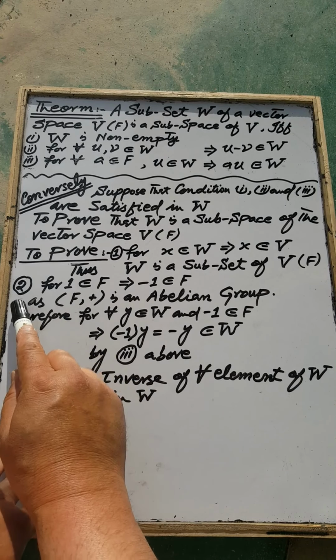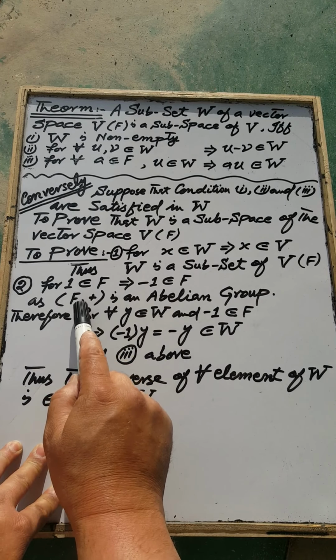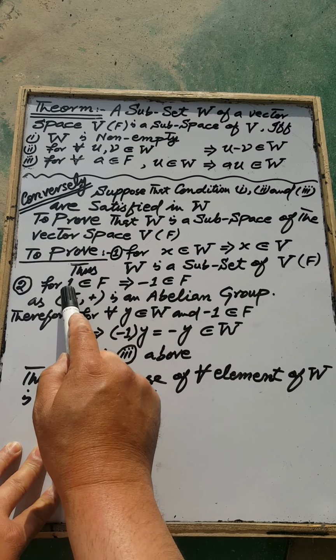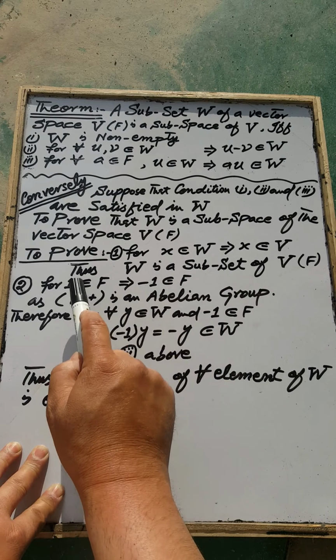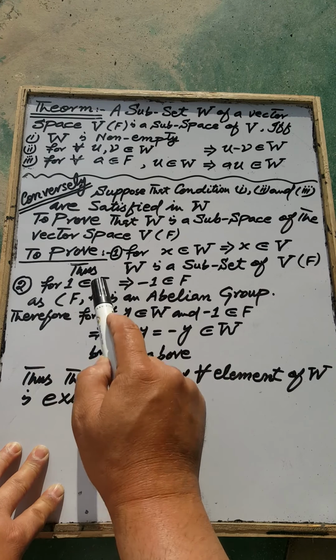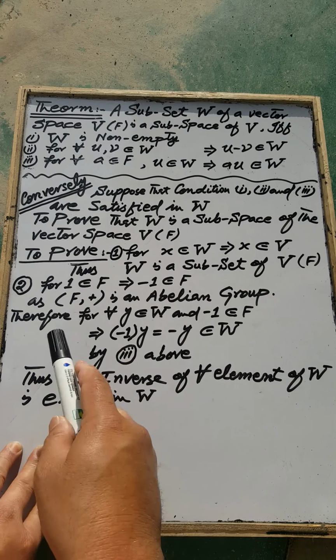For the next portion, that is for 1 belonging to the field F. Since the field F with respect to the binary operator addition is an abelian group, therefore for any element of the field, the additive inverse of that element is contained in the field. That is, if 1 is contained in the field, then minus 1 is also contained in the field F.